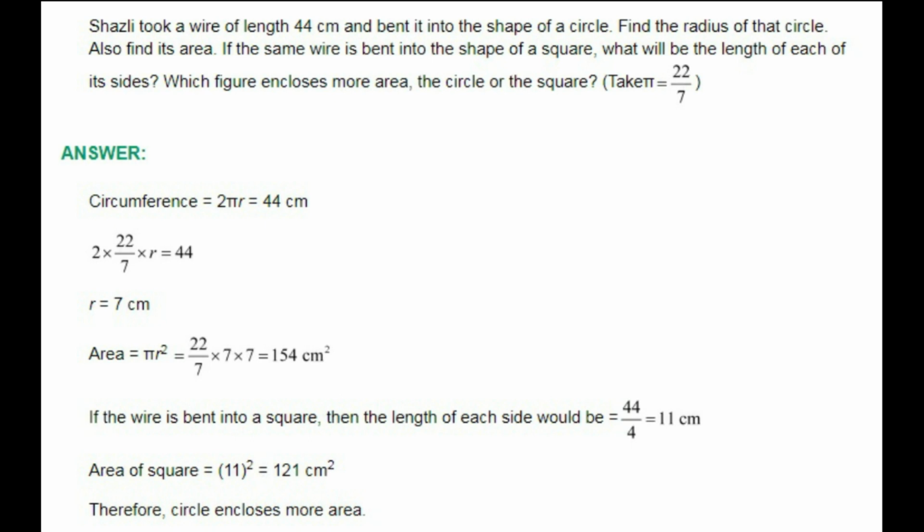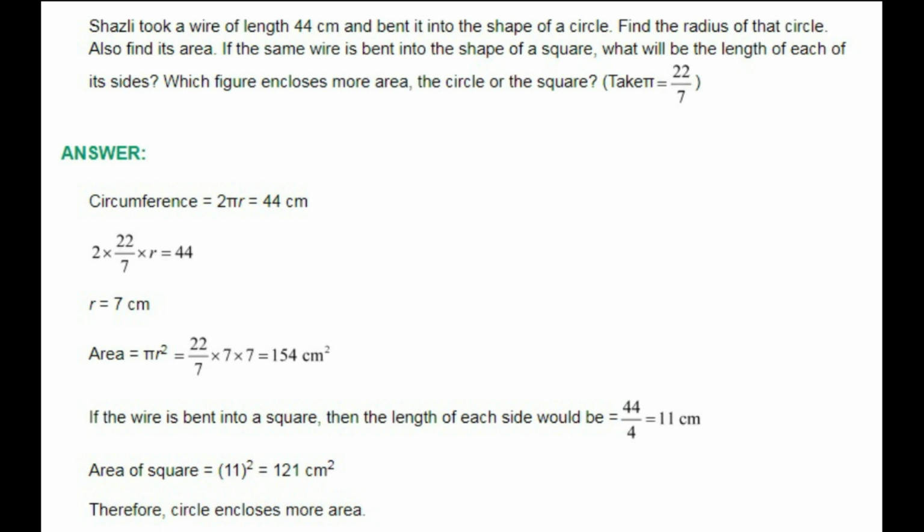So what they are telling you is that the person is taking a wire of length 44 cm and bending it into the shape of a circle. They are asking you to find out the radius, and also we have to find the area. After that, the same wire which was bent into the circle is now bent into a square shape, and they are asking you to also find out the length of each of the sides. So from the given information, we know that the length is 44 cm.